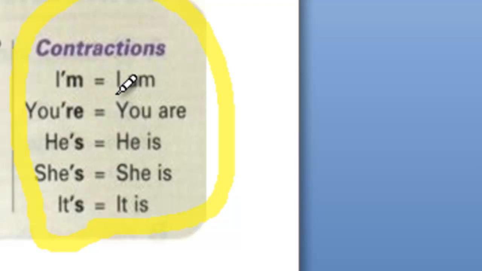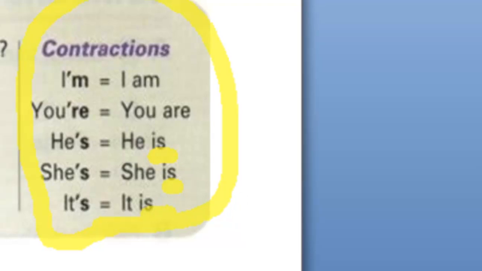So in this case, if I talk about the pronoun I, that means that the verb to be will be in the form of am. So it's going to be I am. And if I talk about the pronoun you, or we, or they, then that is going to be in the form of are. And whenever I talk about the third person, he, she, or it, then the verb to be is going to be is, as you can see on the chart.